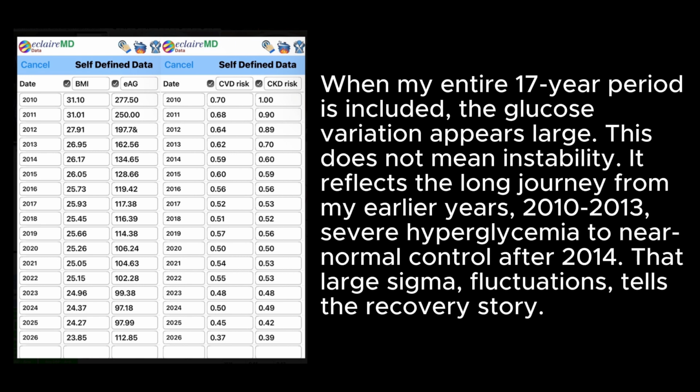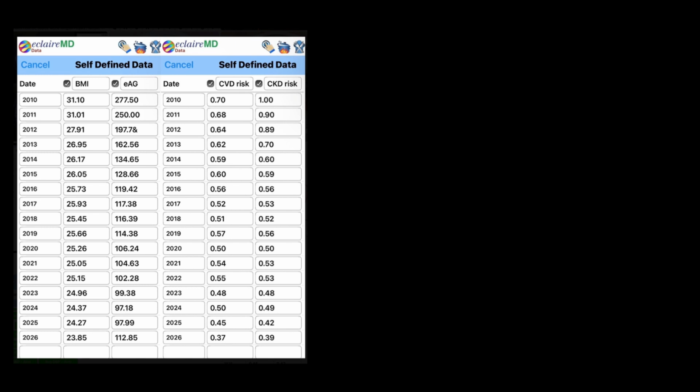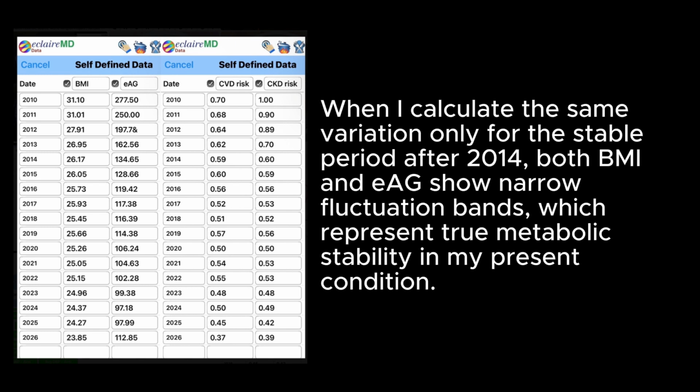When my entire 17-year period is included, the glucose variation appears large. This does not mean instability. It reflects the long journey from my earlier years, 2010 to 2013, severe hyperglycemia, to near normal control after 2014. That large sigma fluctuation tells the recovery story. When I calculate the same variation only for the stable period after 2014, both BMI and EC show narrow fluctuation bands, which represent true metabolic stability in my present condition.